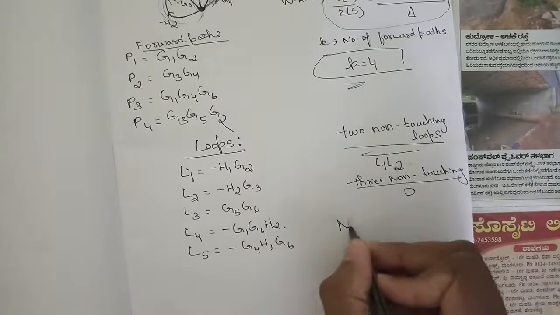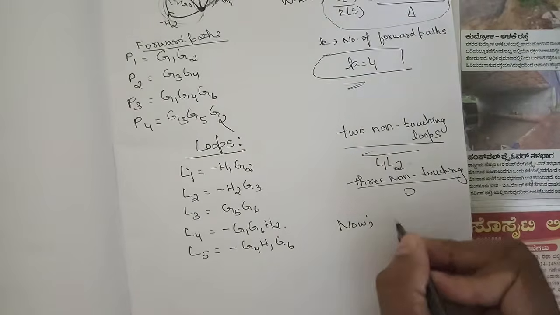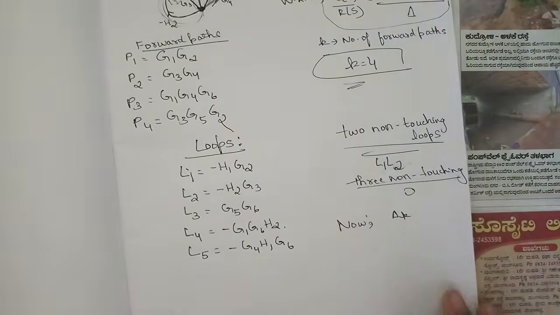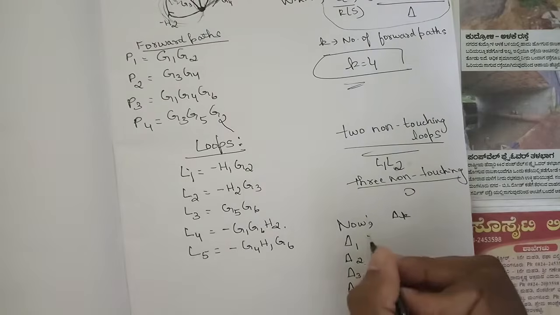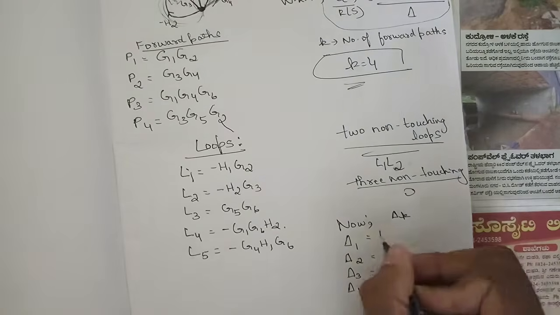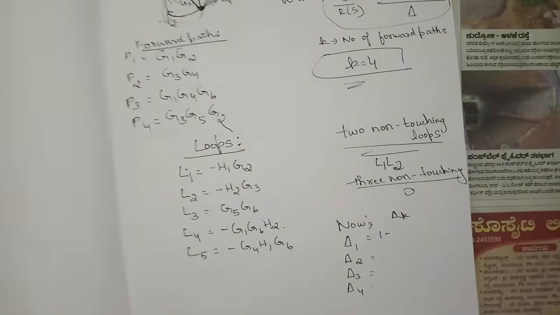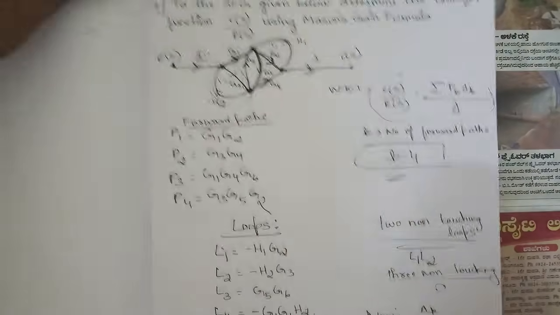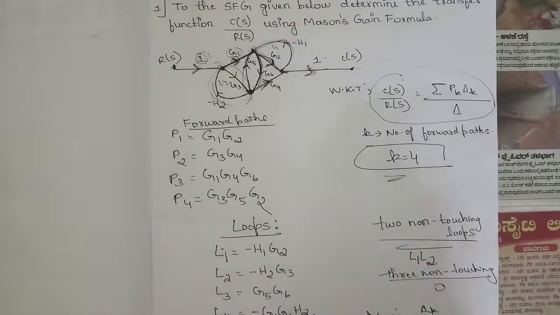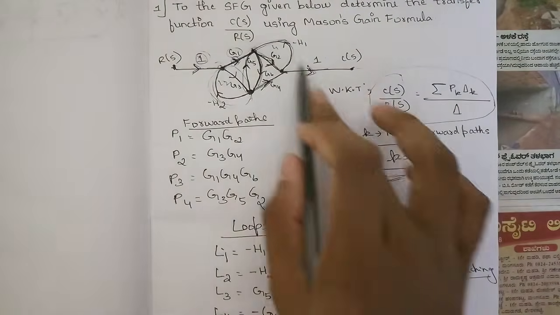Similarly for K, now we need to find delta K, right? And we have got the value of K as 4. So we need to find delta 1, delta 2, delta 3 as well as delta 4. Okay, the formula is 1 minus the loop gains which do not touch the forward path. Okay, so here all the loops are touching the forward paths.